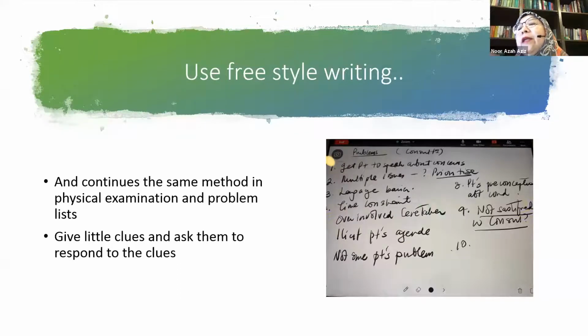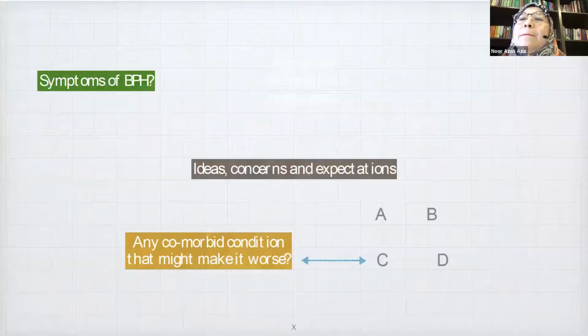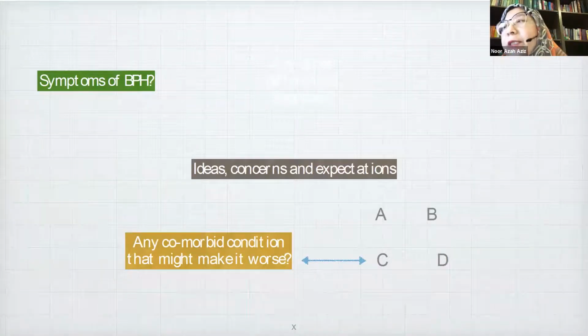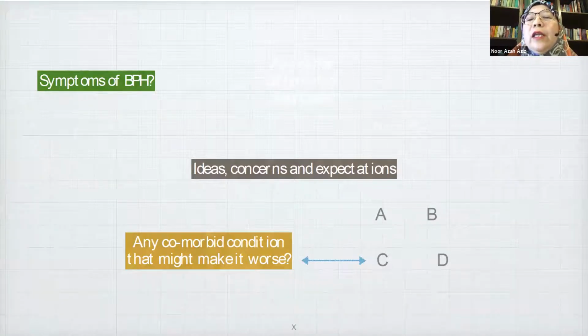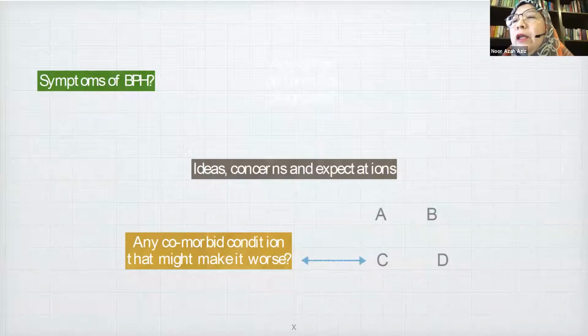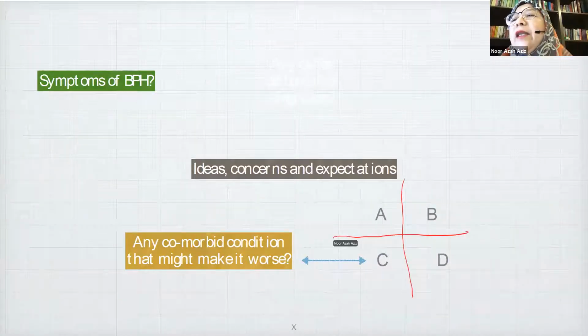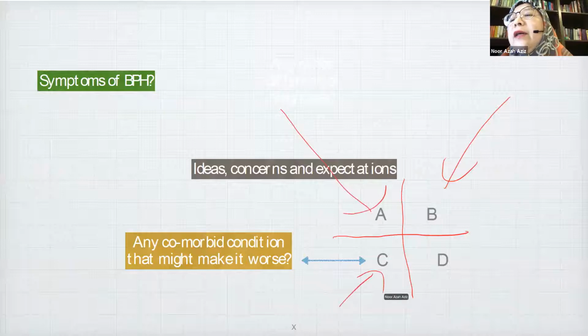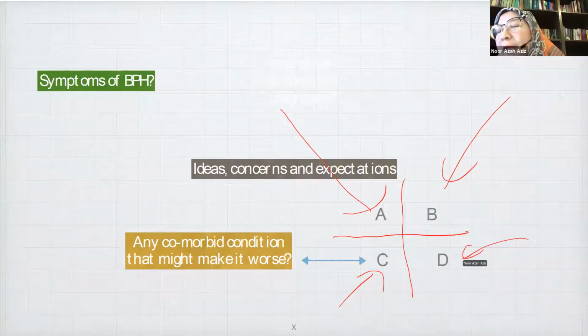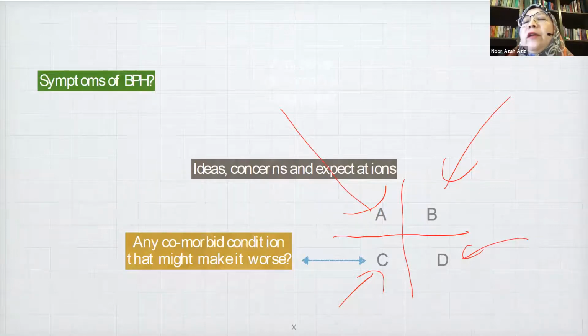Sometimes you write a little bit, and sometimes you ask about the prioritization, patient agenda, and patient problem. Next. And then this is the important part. Sometimes you ask, do you read about it? The case we are discussing is BPH, difficulty in passing urine. The idea is the concern and expectation of the patient, or any comorbidity that might make it worse, meaning you keep the slide empty or half empty, and then you put the answers here, so that the students see in which way the thinking process is going on. So next one.